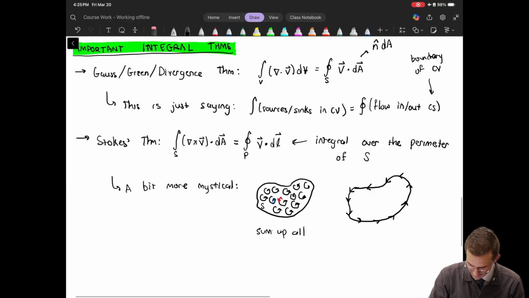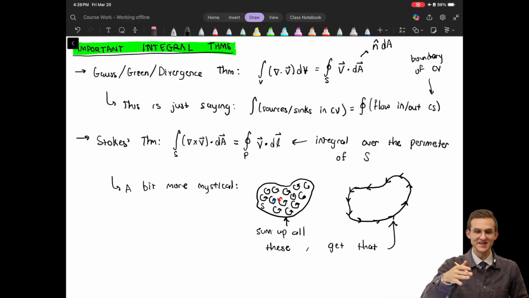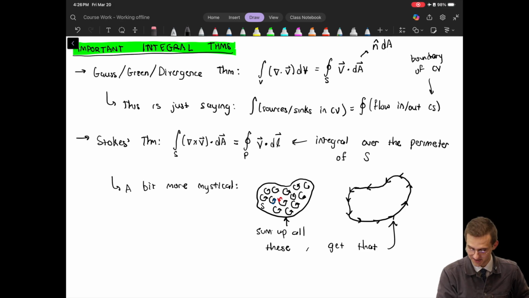So if you sum up all these, then you get that in effect. Okay, and I don't know if the very first time that was explained to me it totally made sense. But in retrospect, it's a good explanation. I don't know if I'll be the one to get you to understand this, but once you do understand it, then this explanation will make sense.